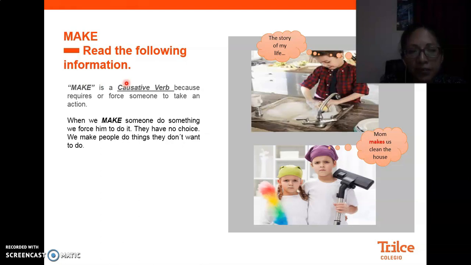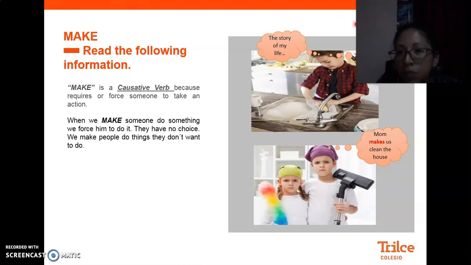Let's read it together. Make is a causative verb because it requires or forces someone to take an action. When we make someone do something, we force him to do it. They have no choice. We make people do things they don't want to do. Yes? For example, look at these short dialogues. The story of my life, which means every day is the same thing.